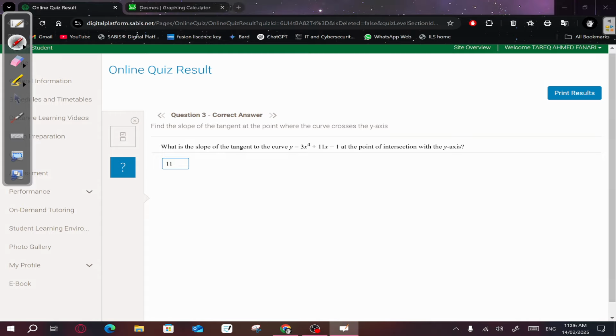So this is way easier than any other one. dy by dx is equal to 12x cubed plus 11. Okay, at the intersection with the y-axis. So when they say the intersection with the y-axis, this is the y-intercept.